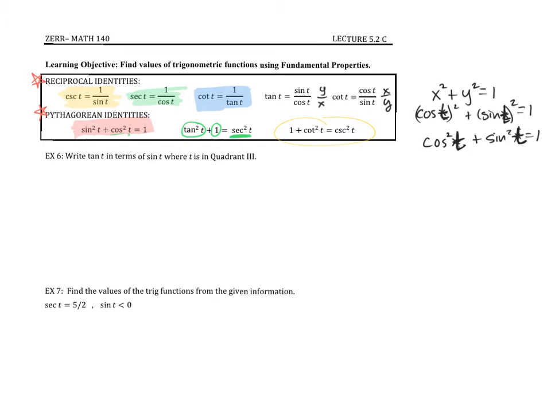Okay, so let me show you an example of using this. My problem is I need to have an expression for tangent only in terms of sine, and we're just looking at quadrant 3. Just as a little reminder, we're only looking for an expression where this is true in quadrant 3. Well, I know that tangent is the same thing as sine over cosine. So I'm close, but I have this cosine, and I'm supposed to have an expression that only has sine.